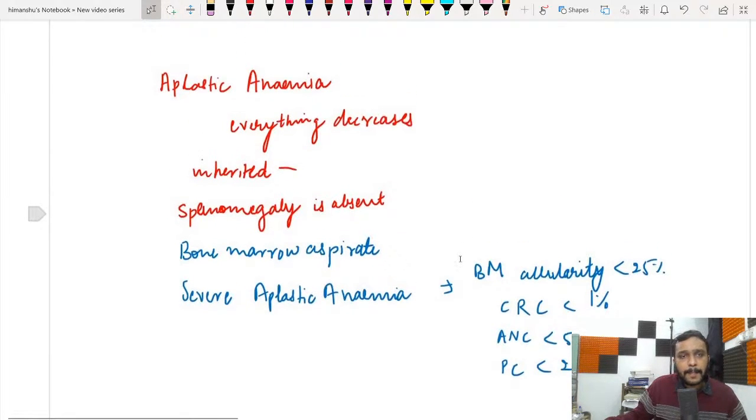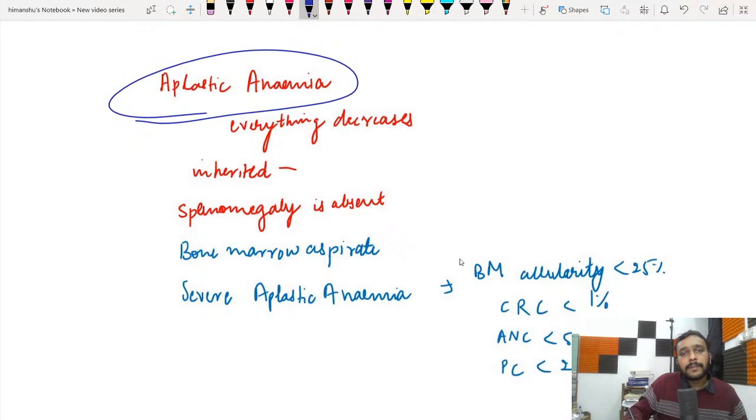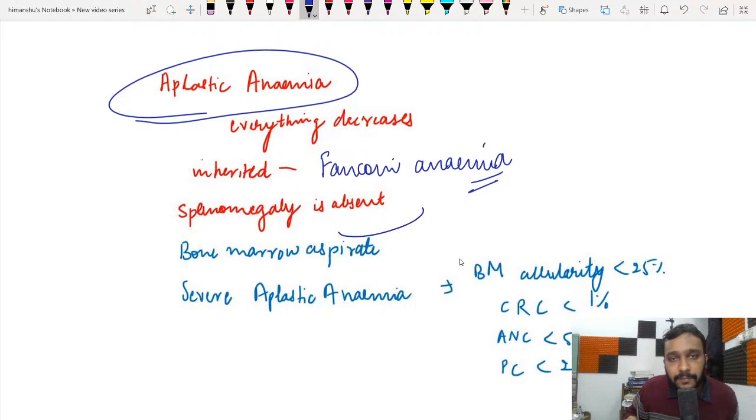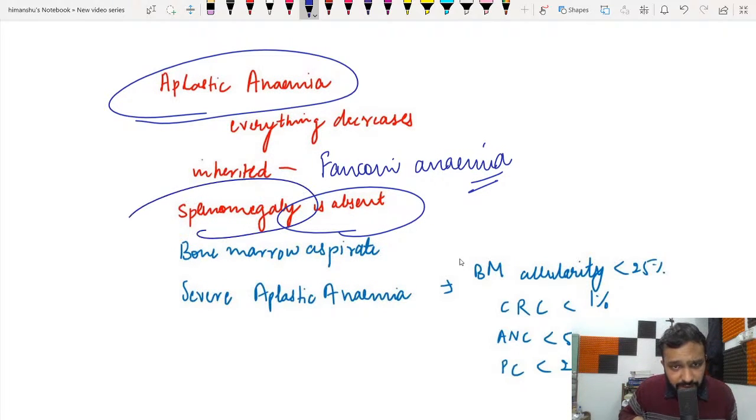So basically, tell me what is the inherited form of aplastic anemia. The inherited form of aplastic anemia is known as Fanconi's anemia. Everything will decrease: the RBC, TLC, platelet count, and splenomegaly is absent. On bone marrow aspirate, we will see a dry tap.